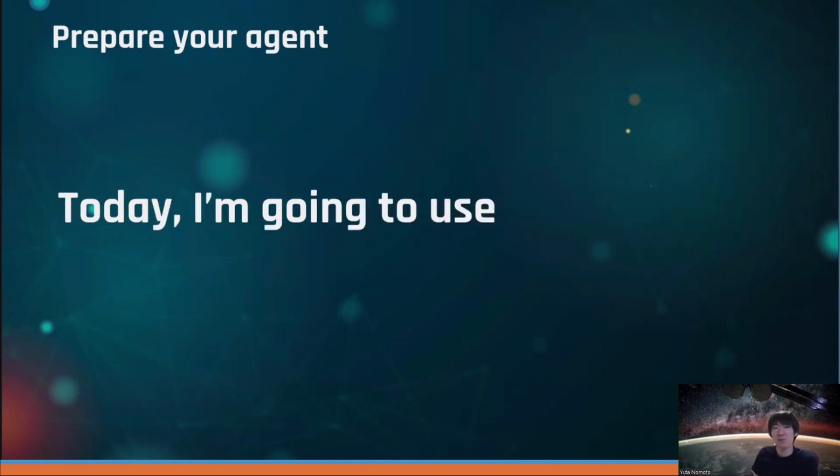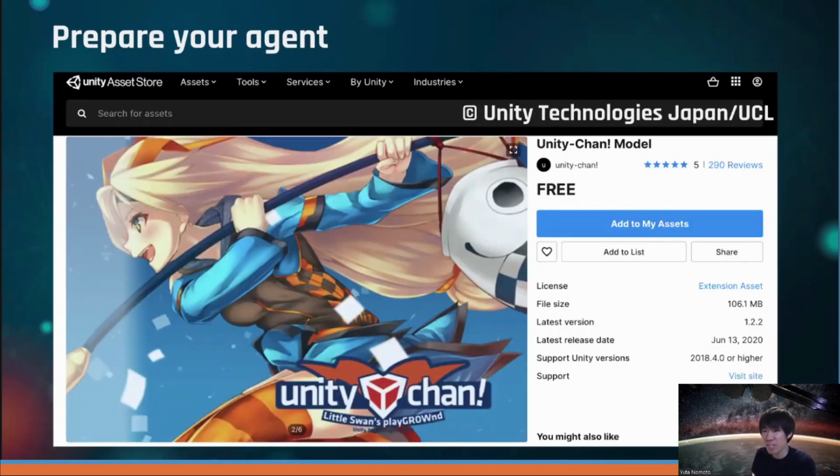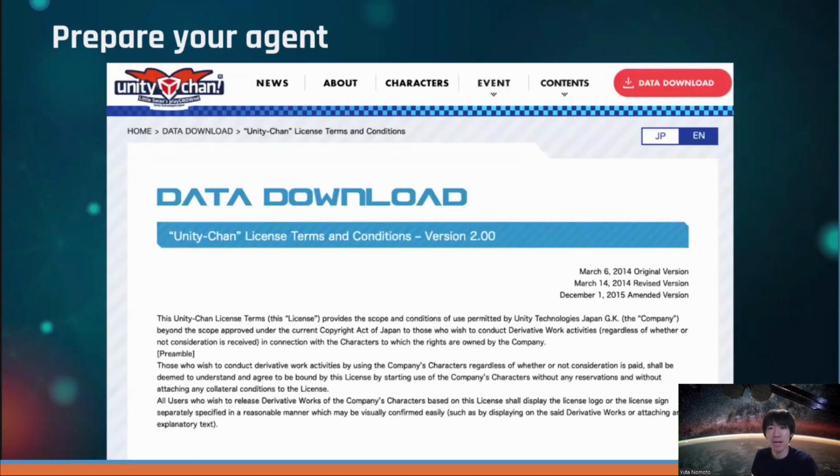Okay. So today I'm going to use a Unity official free asset. It's called Unity-chan, and it's an original character made by Unity itself. We can utilize this 3D model if we show the license or character logo like this. Then let's go to the demo.